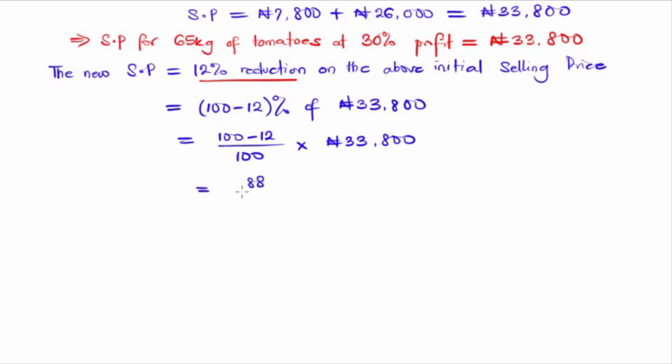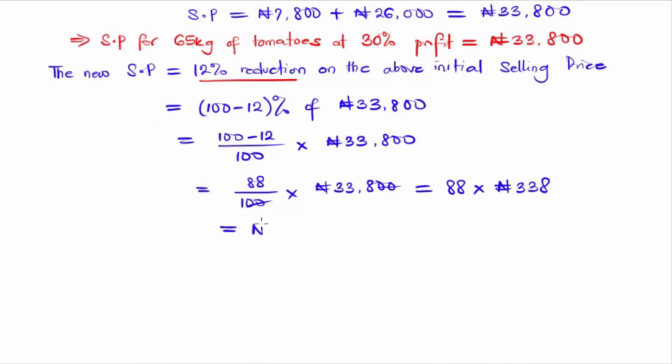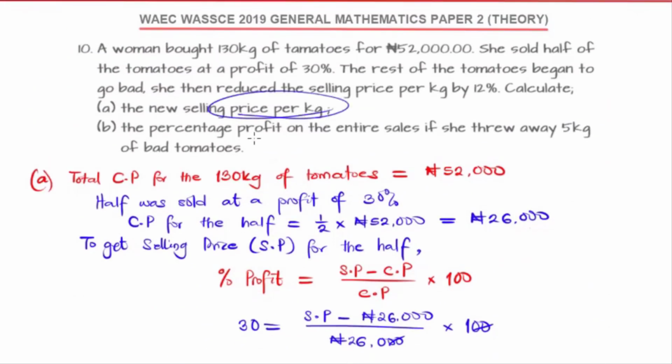So we have 88 over 100 times 33,800 naira. We can cut such that this should be 88 times 338 naira. So 88 times 338 is 29,744 naira. So the new selling price for the remaining half that has been reduced by 12% is what we just got.